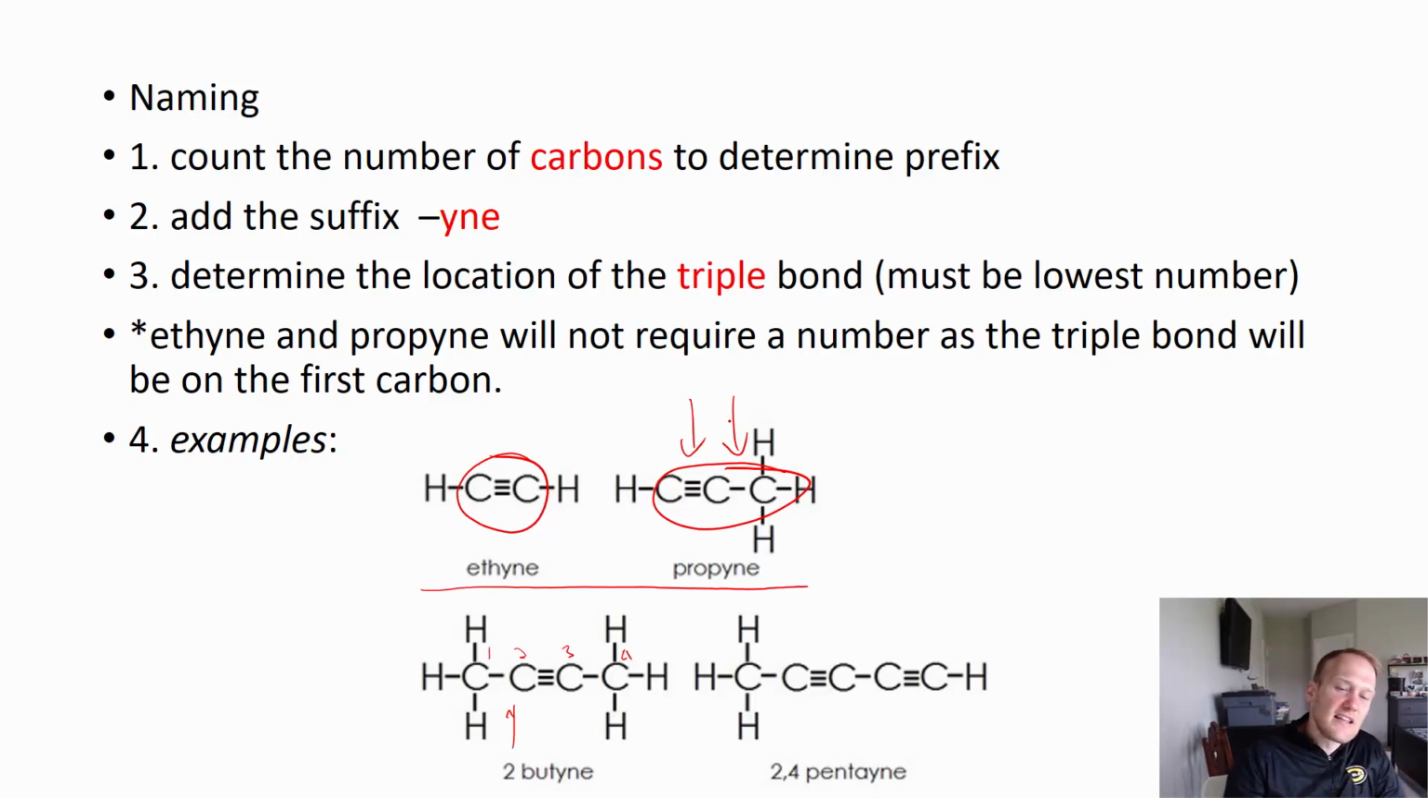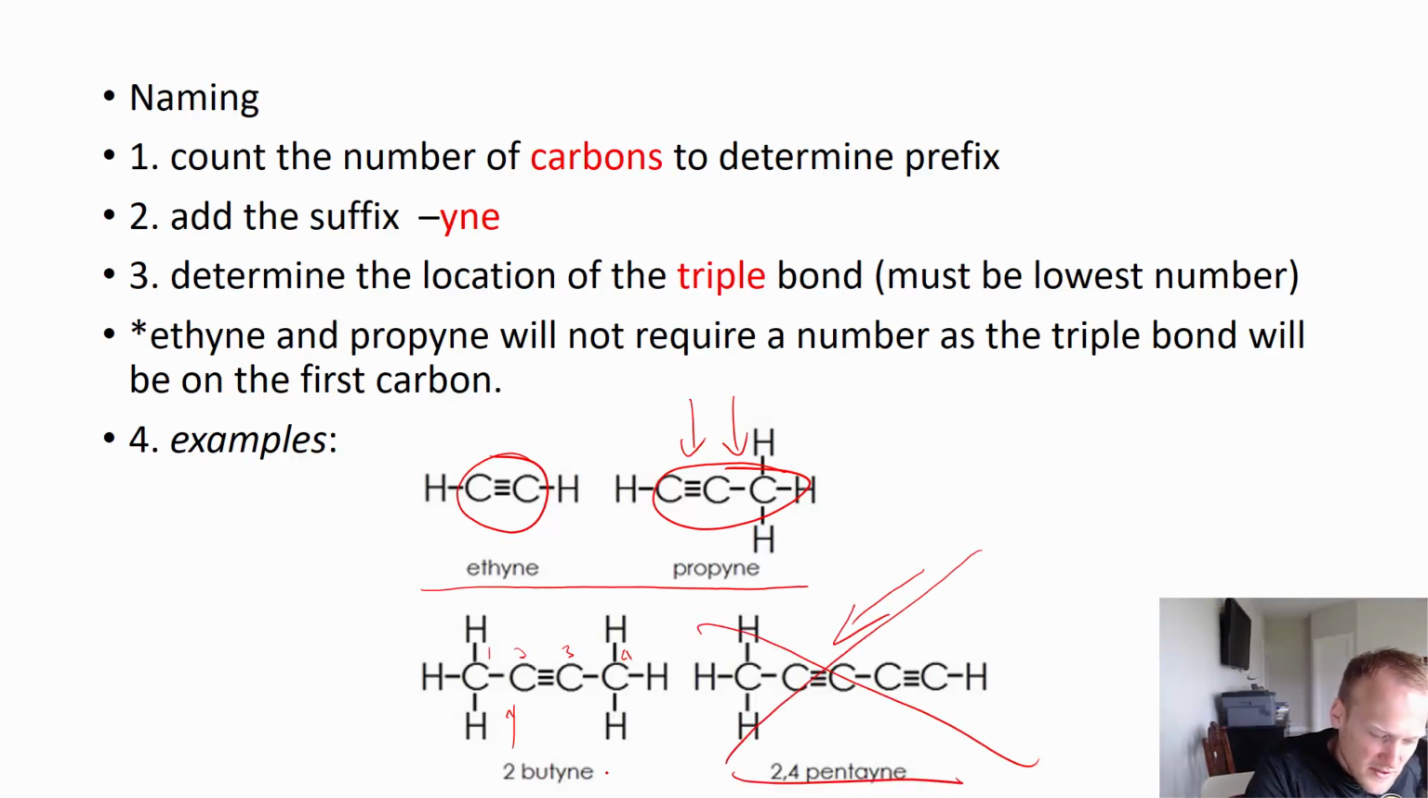So you don't technically need that number until you get into larger, more complicated molecules. Don't need to worry about this, by the way. You're not going to see that. One triple bond is all you'll see. You'll just need to put an "-yne" ending on the end, count the carbons, choose the prefix, and tell me which carbon that triple bond is coming off of. Not too difficult, not too bad.